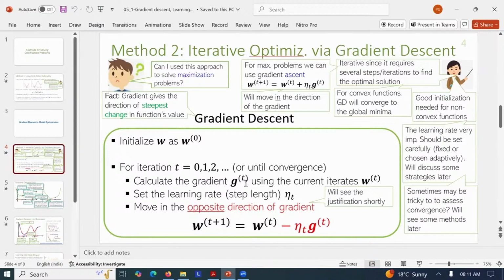In each iteration, we compute the gradient. Suppose at the t-th iteration, the gradient is g_t. Then using this gradient, we apply this equation iteratively. Since we are always moving in the opposite direction of the gradient, we use a negative sign. If we are solving a maximization problem, we use a positive sign. A positive sign means we are moving in the direction of the gradient. Negative means we are moving in the opposite direction of the gradient.